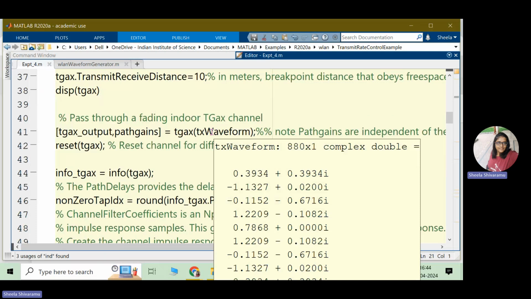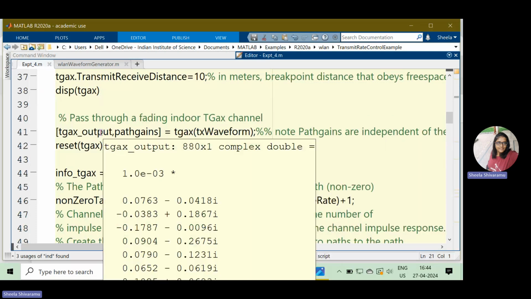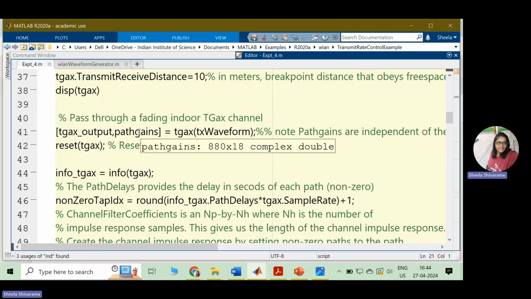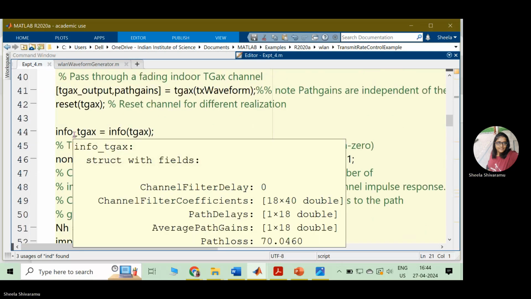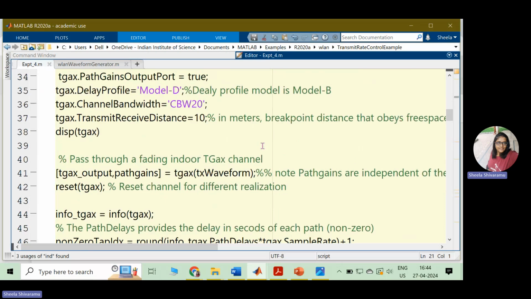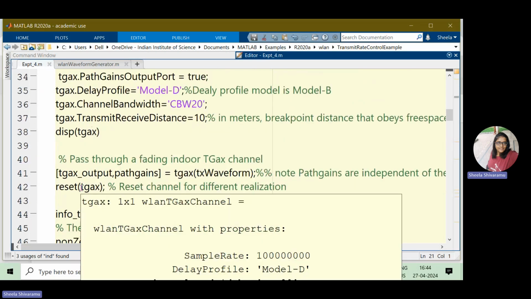Then I'm passing this TX waveform to the TGn channel. The output waveform is stored in TGn output, and these are the path gains. And I'm resetting the TGn channel in order to get a different channel realization every time. Yeah, this is not necessary actually, because I'm running the code only once.